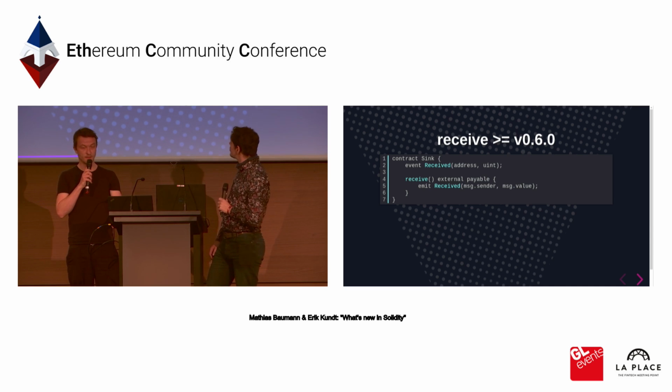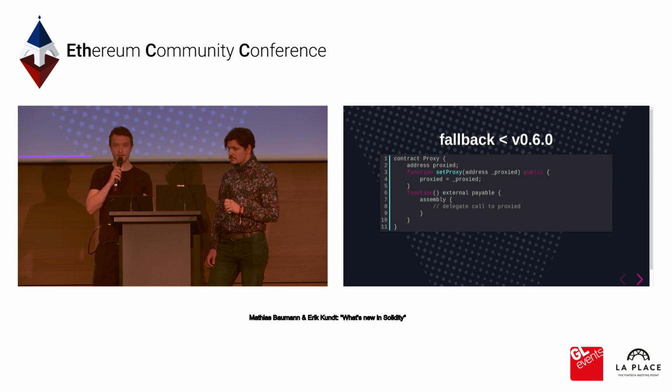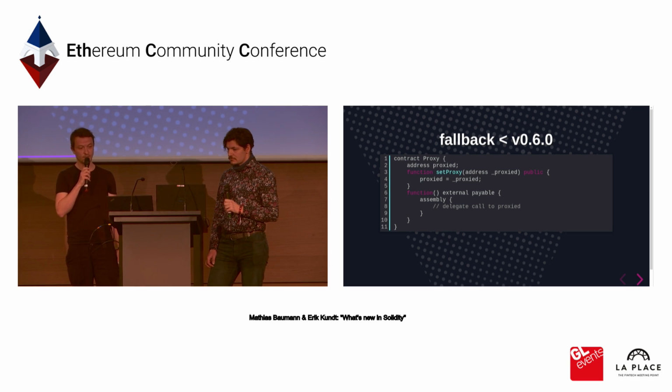And now coming to the fallback part. So we have a proxy contract here. And this again has a fallback function. It's a pre-0.6.0 contract. And here in the fallback function, there's some inline assembly, and you would probably delegate the call to the contract itself. So again, this is also being called for both: for a non-existing function signature being found, and also if there's any ether being received.